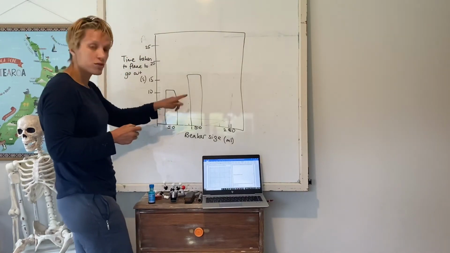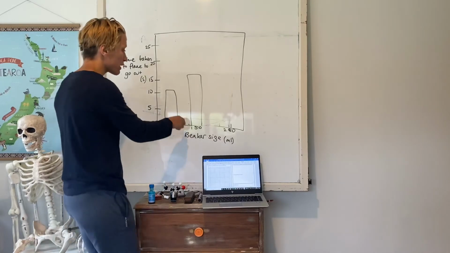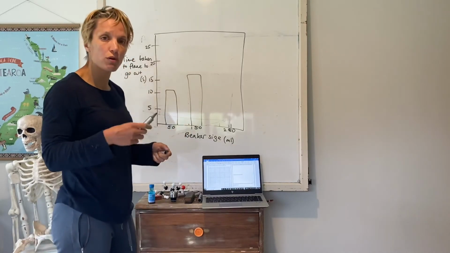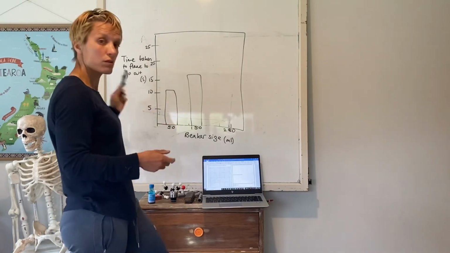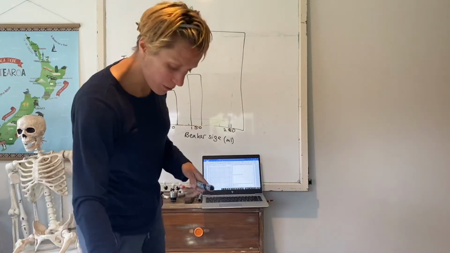I want your graphs to look nice. I don't want you to do them like I've just done freehand. I want you to do it with a ruler. I want you to colour in each bar. So you could do them different colours so you can see the difference for each one.